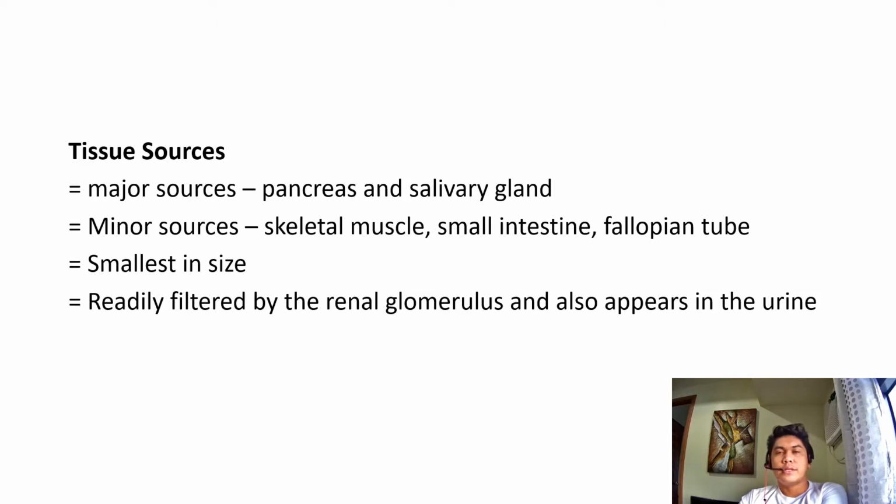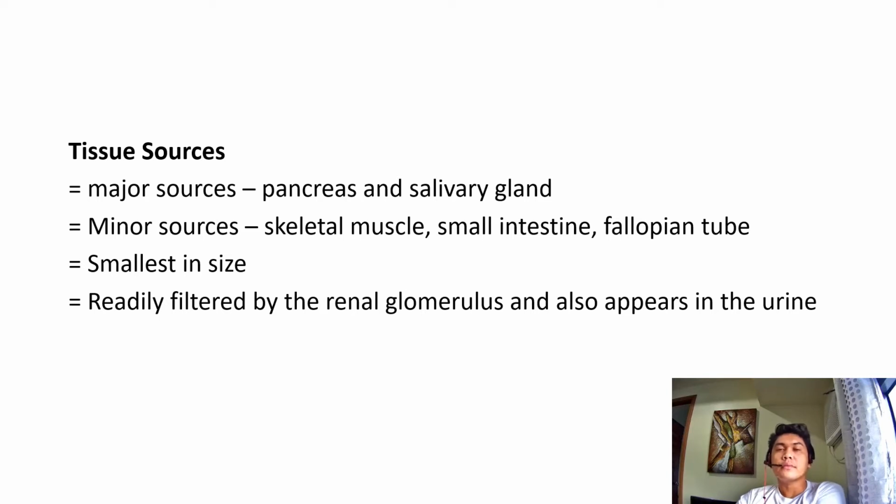Now, what are the tissue sources of amylase? We have the major and the minor sources. For the major sources, we have the pancreas and salivary gland. And when we say salivary gland, there are three kinds: the parotid gland, the submandibular gland, and the sublingual. So if there's inflammation in any of the three salivary glands, it's automatic that there's an increase in amylase.